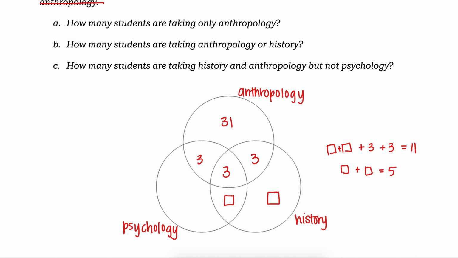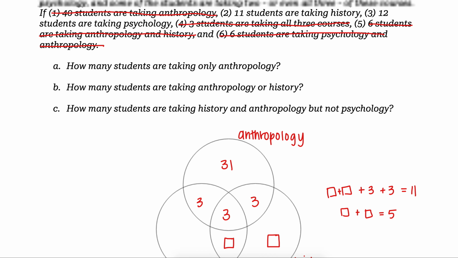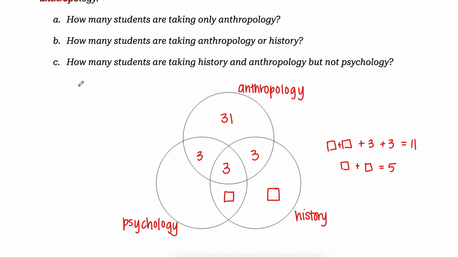Now, for psychology, let me switch to a different color here, we are told that there's 12 students taking psychology. So if I go with this square plus this circle here, okay, so I have the circle plus the square plus 3 has to equal 12. So that means that my circle plus the square over here has to equal 6, a total of 6 students.